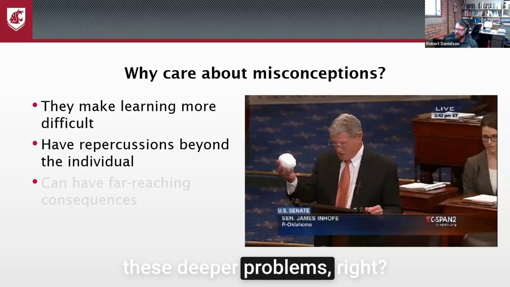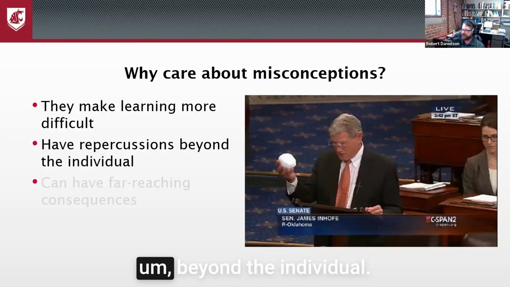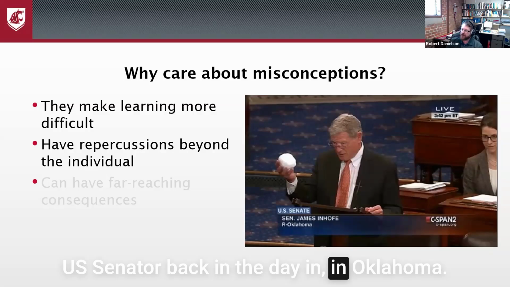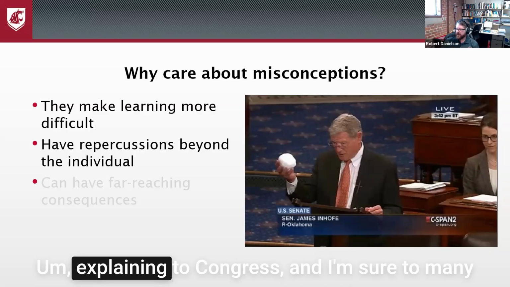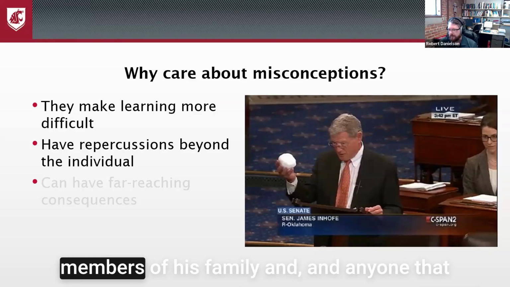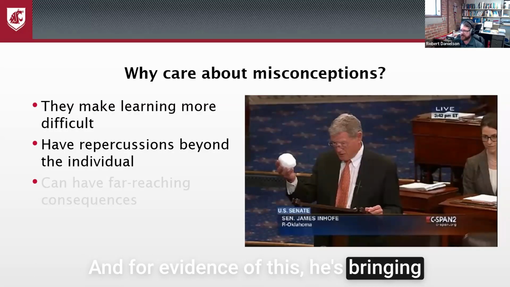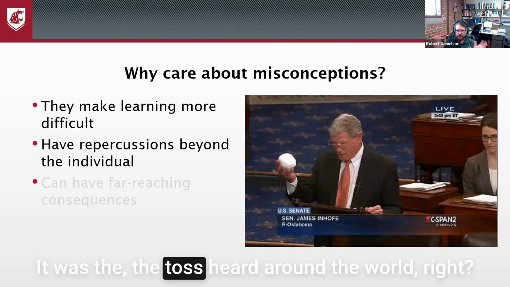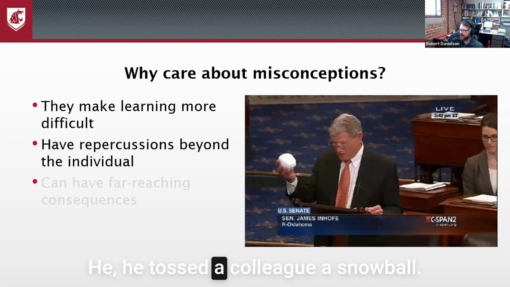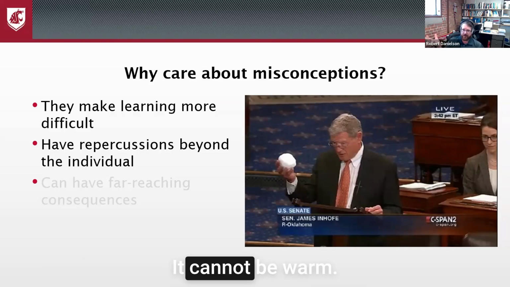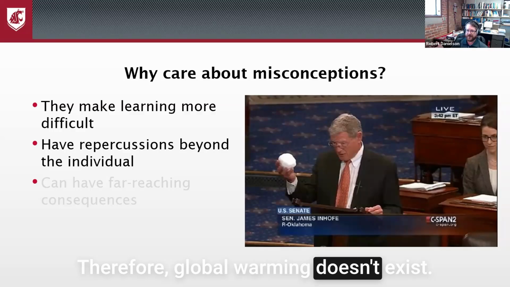And then there's some of these deeper problems, right? They have repercussions beyond the individual. This is Senator James Inhofe, sitting U.S. Senator back in the day in Oklahoma, explaining to Congress, and I'm sure to many members of his family and anyone that would listen, that climate change is not real. And for evidence of this, he's bringing a snowball to the Senate floor. It was the toss heard around the world, right? He tossed a colleague a snowball and went, well, see, therefore, I have a snowball. It cannot be warm. Therefore, global warming doesn't exist.